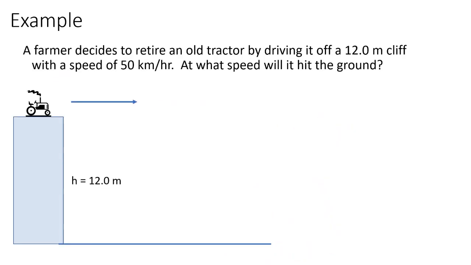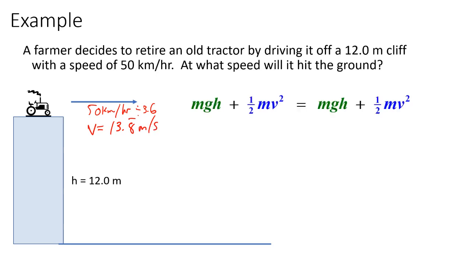Next, what if we have a farmer who's a little disgruntled and wants to retire an old tractor by driving it off a 12-meter cliff? Of course, he jumps out of the tractor just before he sends it off the cliff. He's sending this tractor off the cliff at a speed of 50 kilometers per hour. First, we'll divide that kilometers per hour by 3.6, and we'll find that the initial velocity of this tractor as it flies off the cliff will be 13.8 repeated meters per second.